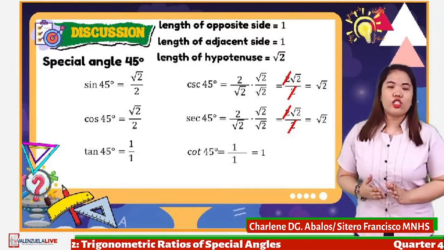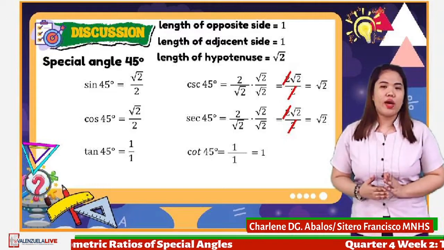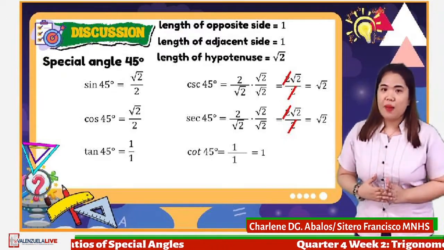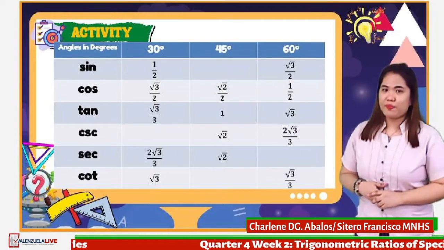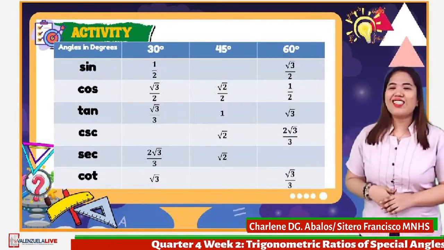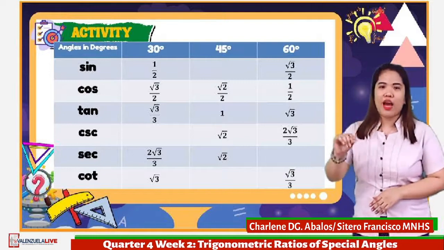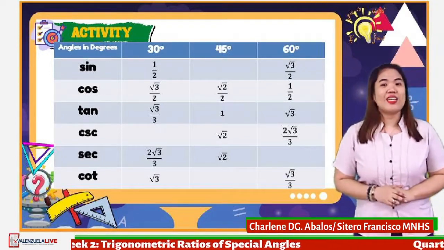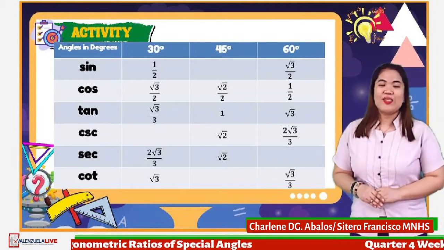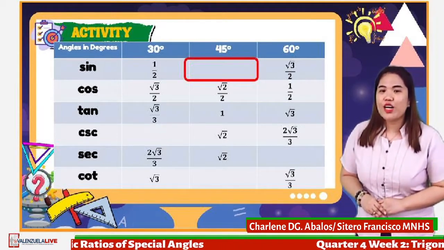Let's check your understanding using the table of trigonometric ratios. Fill in the blanks with the correct ratio. First, what is the ratio of sine 45 degrees? Correct. It is square root of 2 over 2.